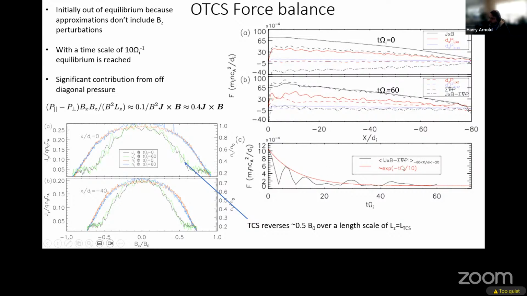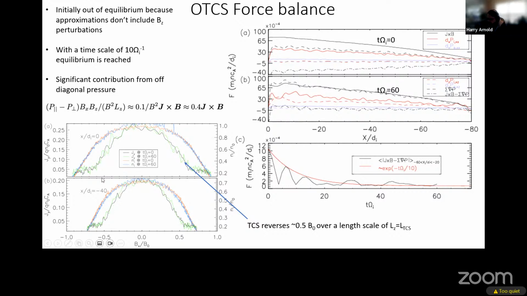If you look at the difference between J cross B and the divergence of the pressure tensors, which again, if this quantity is 0, you have equilibrium, and you look at the average of that between 20 and 60 as a function of time, you see it oscillates on some small time scale. But on a longer time scale, it decays to 0, and we get equilibrium. And this solid red line here is just an exponential to show you that the time constant to reach equilibrium is about 10 ion cyclotron times. Okay, so what's going on here?